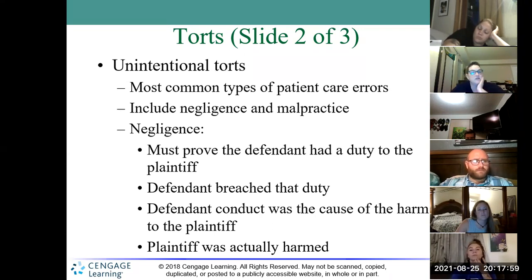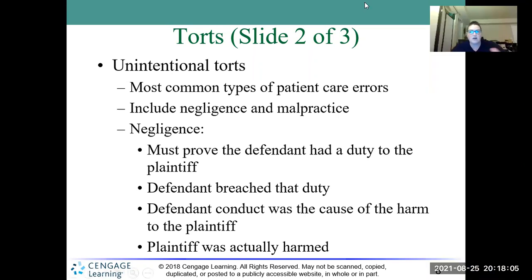Patient misidentification is a big one. And like it says here, this is the most common type of patient care error. Negligence and malpractice can be in these categories as well. Negligence, this is where there are different ways that you can be negligent that are different than the intentional negligence.